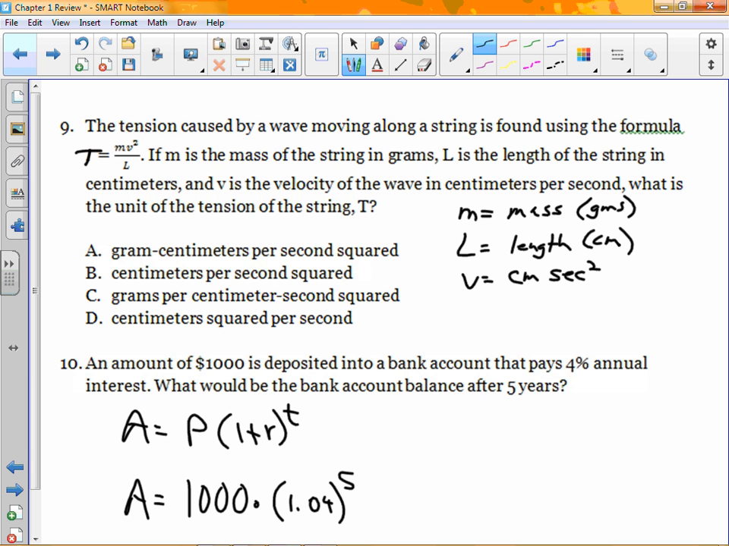So, take a calculator and do 1,000 times 1.04 to the 5th. Somebody's got a calculator. So we can figure out what that is later if we ask you. Anybody got one? Just put in 1,000 times 1.04 to the 5th.